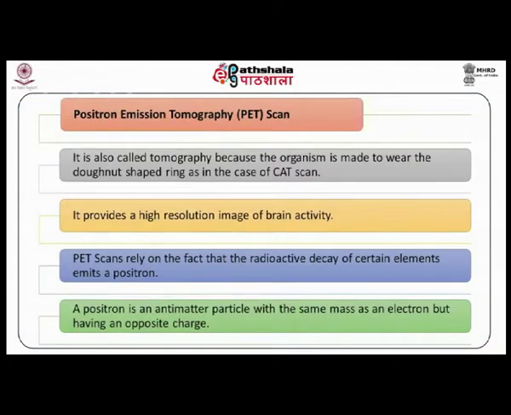Positron emission tomography, PET scan. It is also called tomography because the organism is made to wear the donut-shaped ring, as in the case of CAT scan.